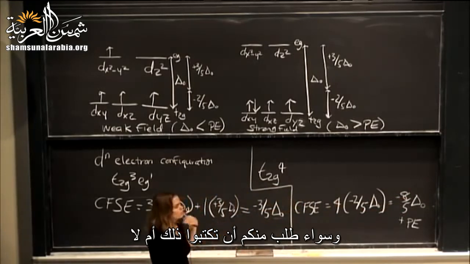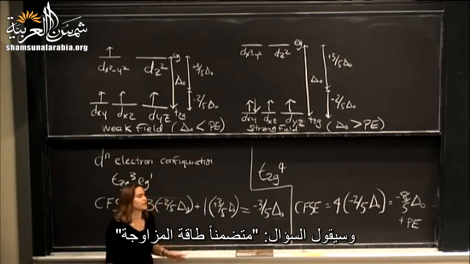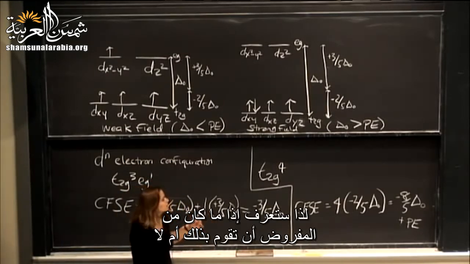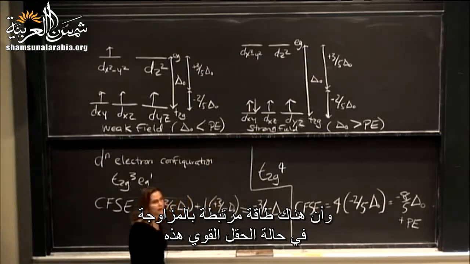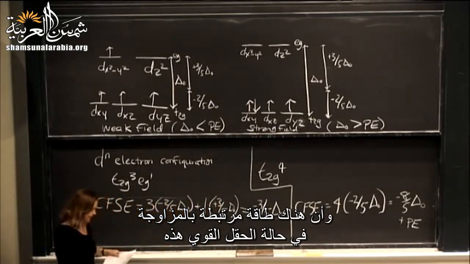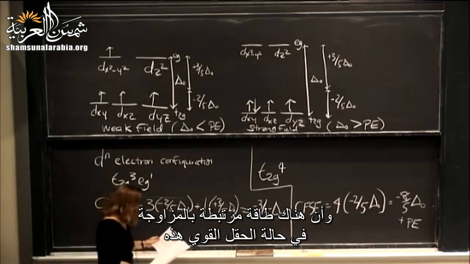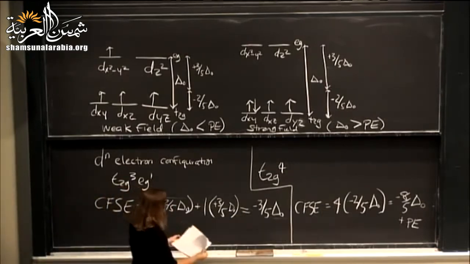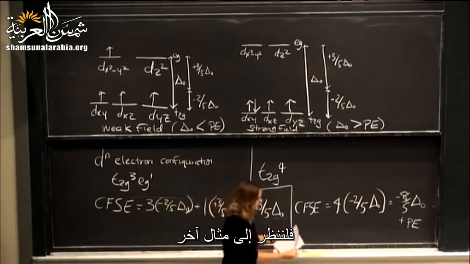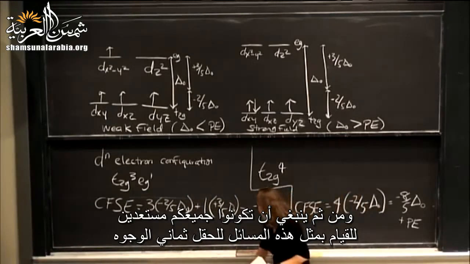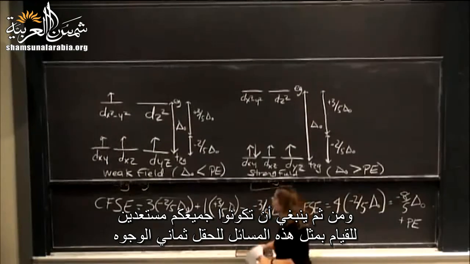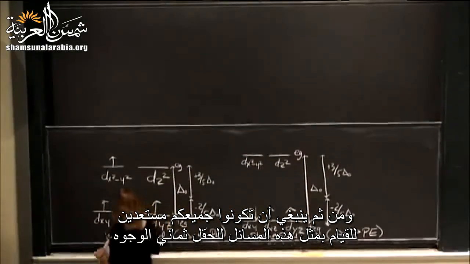Whether you're asked to write that or not, the question will say include the pairing energy so you know whether you're supposed to do that or not. There is that energy associated with pairing in this strong field case. So, great. Okay, let's look at another example, and then you should be all set to do these problems for an octahedral field.